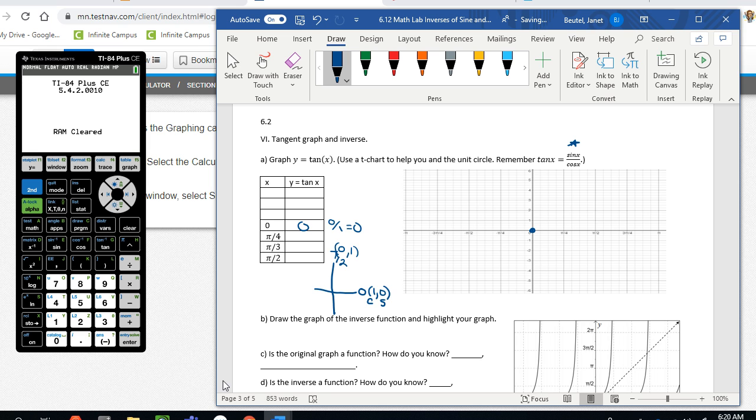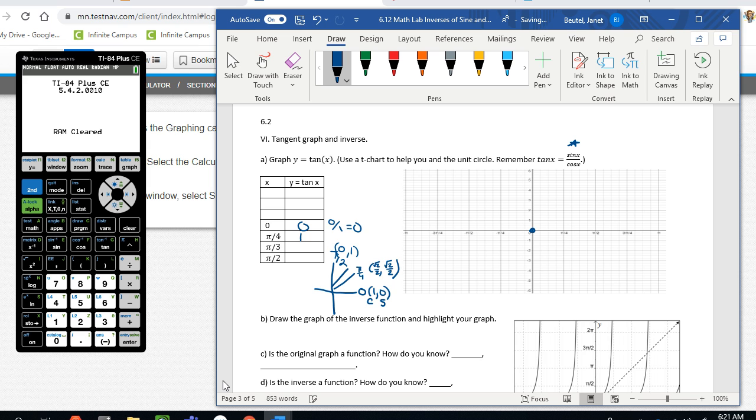Then I go to pi over 4. Now, pi over 4 is this one on the diagonal. And it's square root of 2 over 2. And square root of 2 over 2, since it matches and we put anything over itself, it becomes 1. Then I'm going to go to pi over 3. Well, pi over 3 is up here.